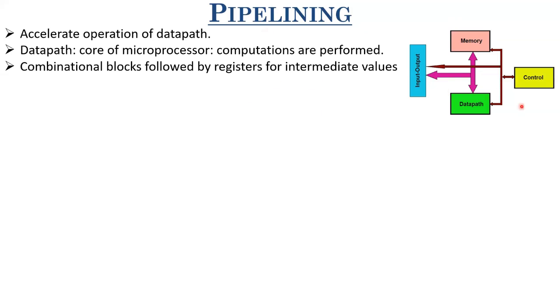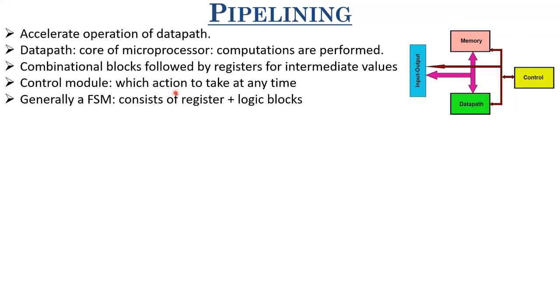Now what exactly does this control module do? It basically tells the microprocessor which action to take at what point of time. That is the role of your control module. It will be an FSM, a finite state machine, which will consist of registers and simple logic blocks. Also, you have the memory module, which acts like a central data storage. The inputs and outputs are interfaced with all these elements. So this is how, in general, any microprocessor architecture would look. You'll have a data path, a control module, and a memory module.